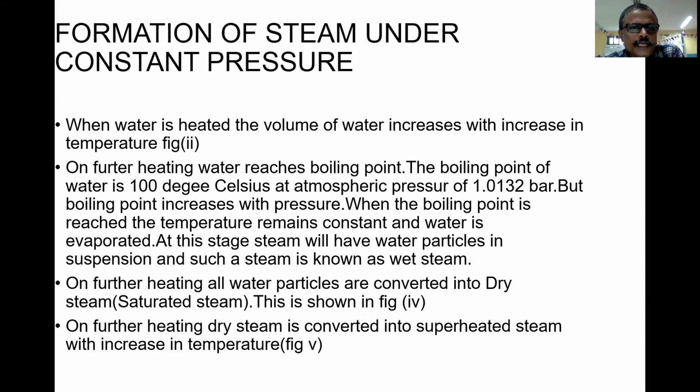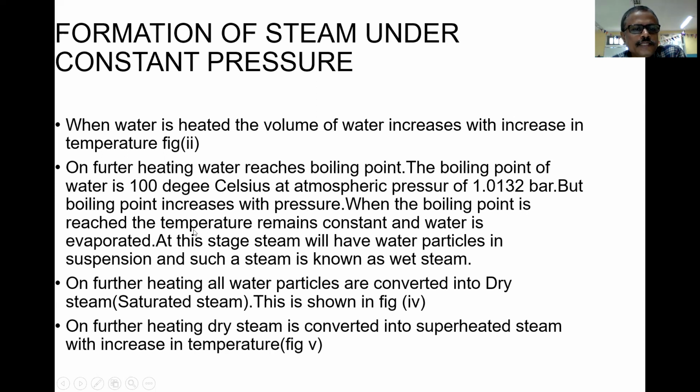Next, on further heating, water reaches its boiling point. The boiling point of water is 100 degrees Celsius at atmospheric pressure of 1.0132 bar. But the boiling point increases with increase in pressure. That means the boiling point is not always 100 degrees centigrade at all the pressures. Only in the places at sea level where the pressure is 1.0132 bar, only there is the boiling point 100 degrees centigrade. So if you increase the pressure, the boiling point also increases.